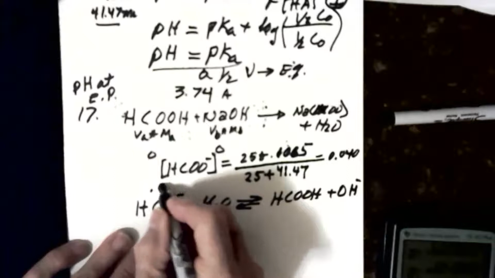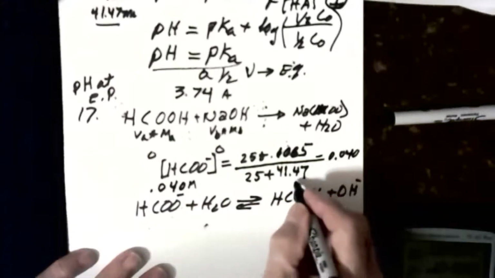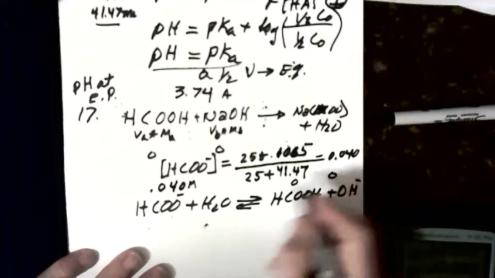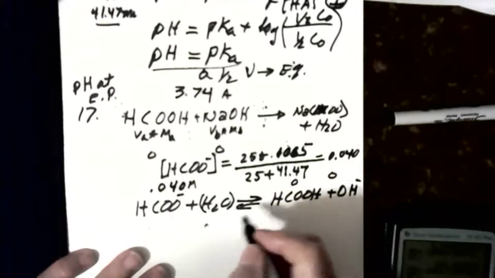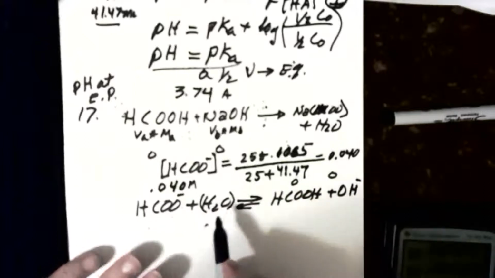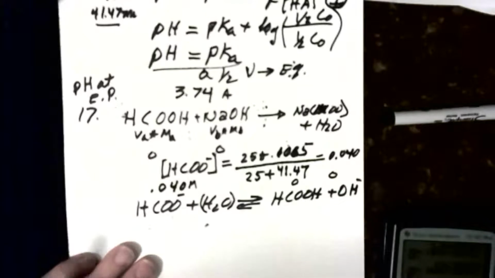And I'm going to start out with essentially 0.040 molar of this. I won't have either one of these. Remember now, water isn't a reactant, it's a solvent. So when I put aqueous in there, I just needed to show you where the hydrogen ion is going to come from, where the hydroxide is going to come from. It's going to come from the water. It wouldn't be in the equilibrium constant anyhow.